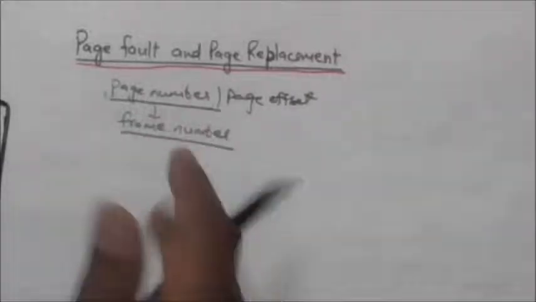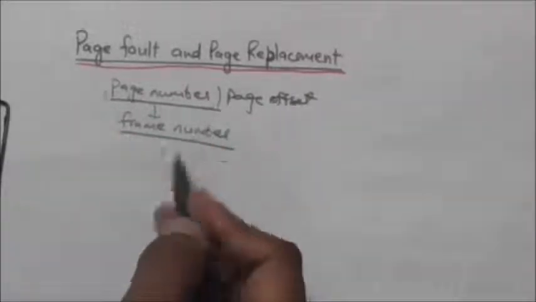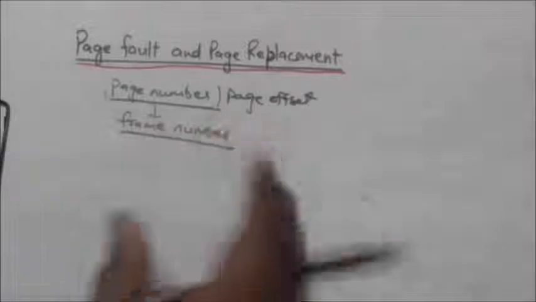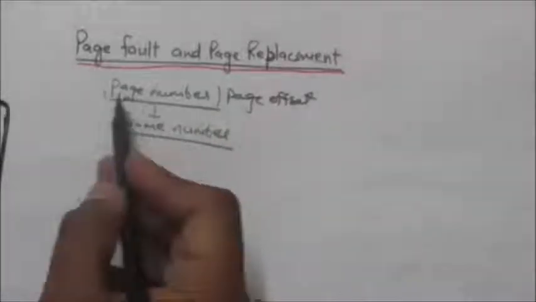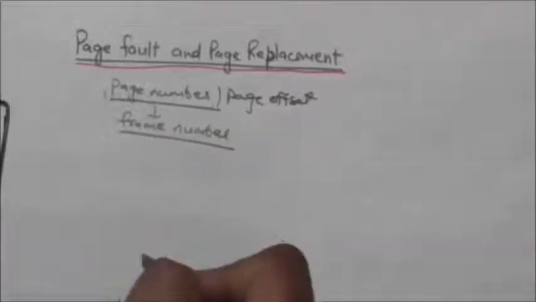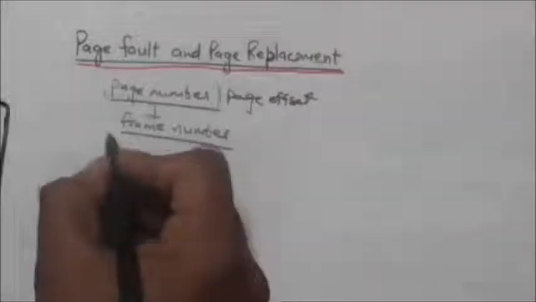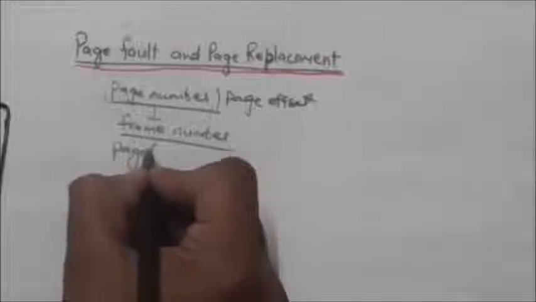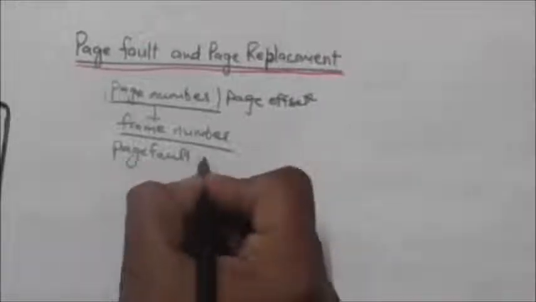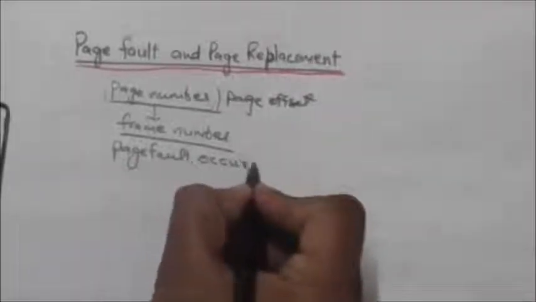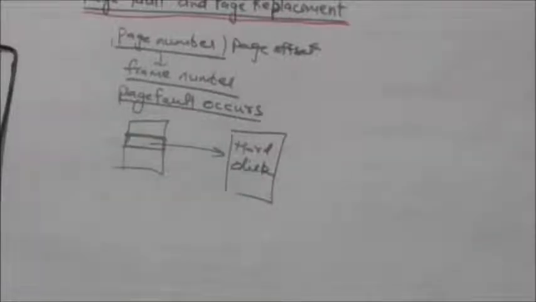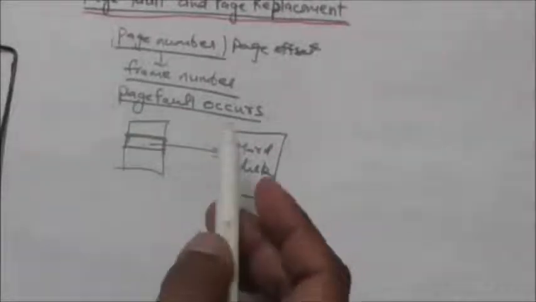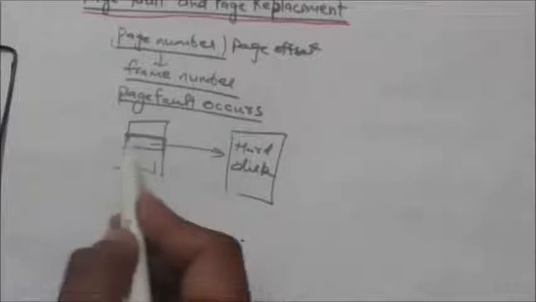Right. So for that purpose, what happens? We need to look at the page table. Suppose after checking the page table it is found that this page number is not in main memory. So in that case what happens? In that case a page fault occurs. So when a page fault occurs, the required page is to be brought into main memory from hard disk.